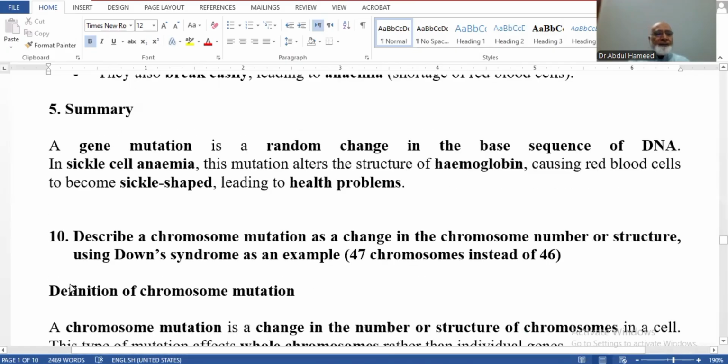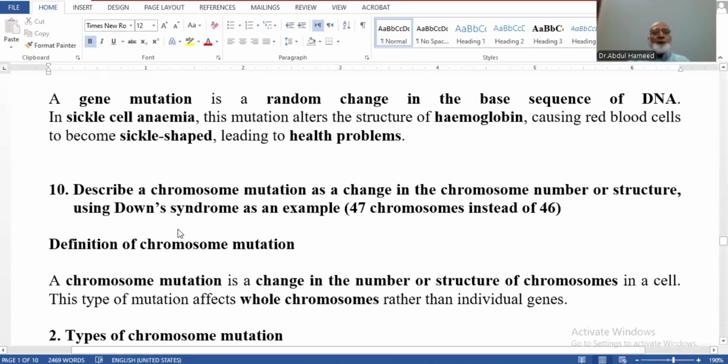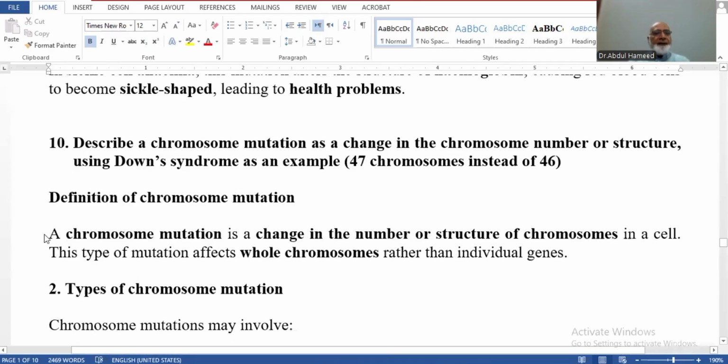to health problems. So the 10th subtopic: describe a chromosome mutation as a change in chromosome number or structure using Down syndrome as an example, which has 47 chromosomes instead of 46. So there is only one example, Down syndrome, in our O-level syllabus. Definition of chromosome mutation: a chromosome mutation is a change in the number or structure of chromosomes in a cell. This type of mutation affects whole chromosomes rather than individual genes.